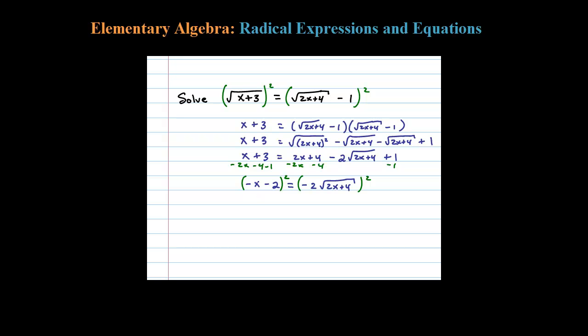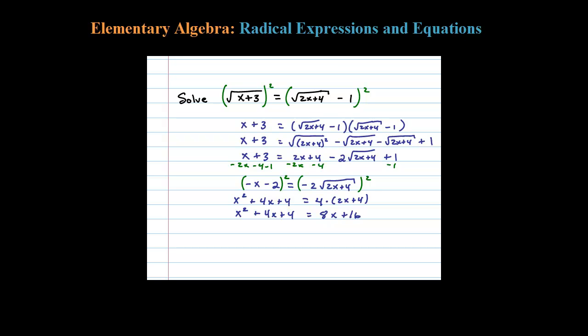So on this side, after we distribute, we'll be left with x squared plus 4x plus 4 equals, now when you square negative 2, you'll get a 4 times, when you square that square root, you get out the argument, 2x plus 4. Okay, be very careful there. And once you do that, there's no more radical, but that 4 will have to be distributed. So x squared plus 4x plus 4 equals 8x plus 16.